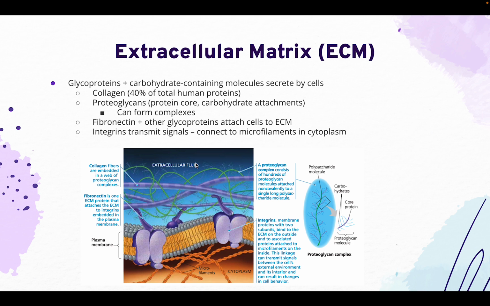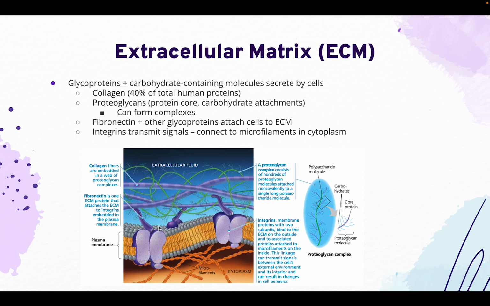And then you've also got these things called proteoglycans, which look kind of like a feather. So you've got a protein core and a carbohydrate attachment. It's each of these small things right here. They can form complexes where they gather on a polysaccharide. This is what a complex looks like. And then you've got these things called fibronectins, which can connect your cell with this extracellular matrix. So that's basically what they do.